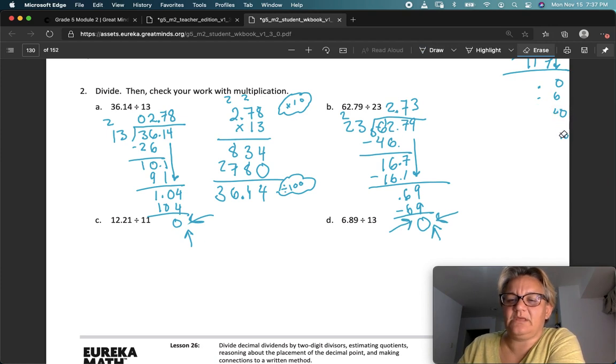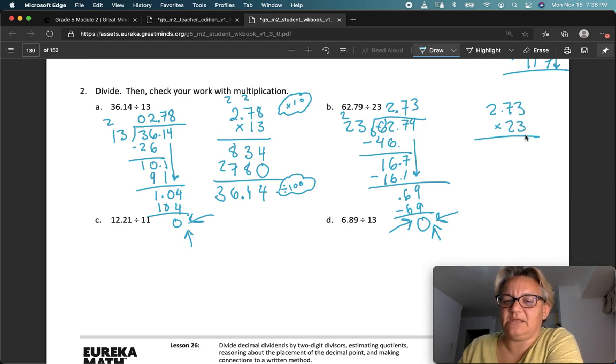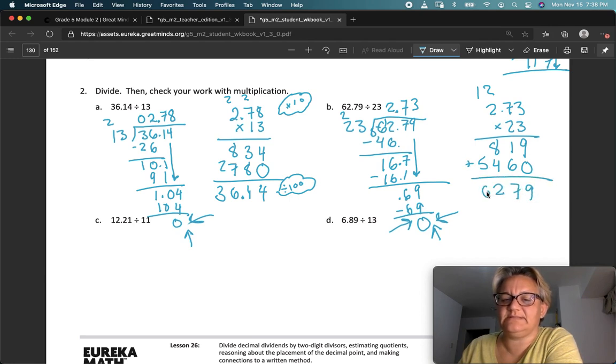So now, in order to check my work, I'm going to multiply 2 and 73 hundredths times 23, and I should get 62 and 79 hundredths. So 3 times 3 is 9. 3 times 7 is 21. Carry the 2. 3 times 2 is 6, plus 2 is 8, then drop the 0. 2 times 3 is 6, 2 times 7 is 14, carry the 1. 2 times 2 is 4, plus 1 is 5, and 9, 7, 12, 6, there we go.